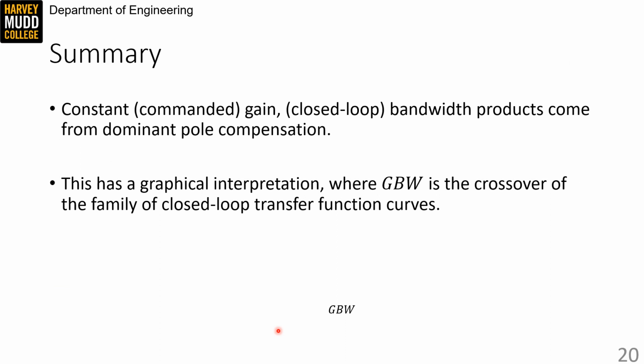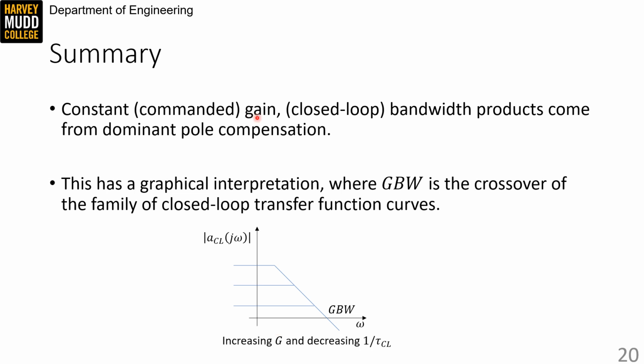So in summary, we have a constant gain bandwidth product, which specifically is a commanded gain times closed loop bandwidth product. And that comes from the fact that our op-amp is dominant pole compensated, which is true for the vast majority of op-amps on the market. That behavior has a graphical interpretation where the gain bandwidth is the crossover of a family of closed-loop transfer function curves that scale their commanded gain up at the same time that they scale their closed-loop bandwidth down.